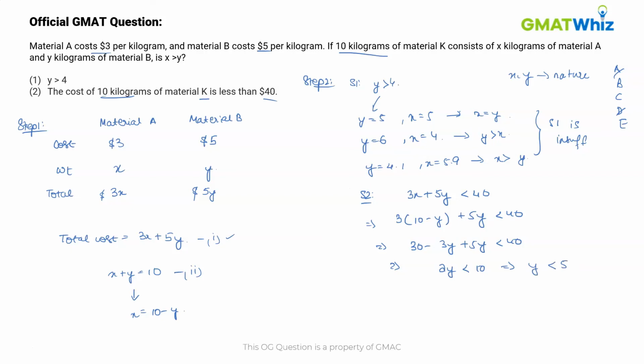Now if y is less than 5, this implies that x will be greater than 5, and using these two inequalities we can say that x is greater than y. So we conclude that statement 2 is sufficient and hence the correct answer is option B.